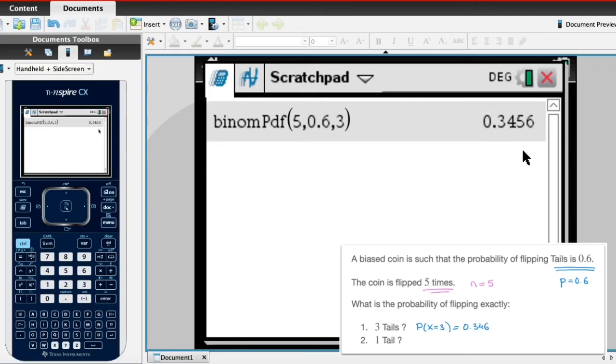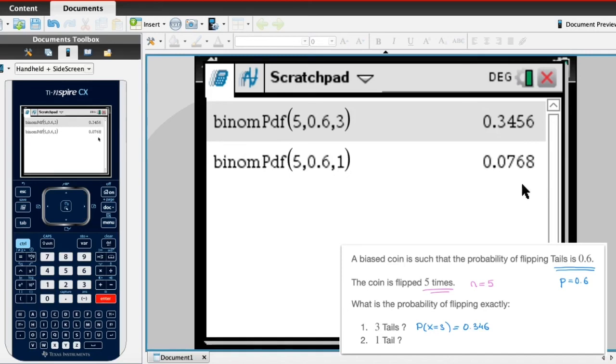Now, for the second question, we're asked to find the probability of flipping exactly 1 tail. Well, for that, rather than going through the menu again, I'll just go ahead and type BinomPDF. And the calculator will automatically recognize it. Then, in parentheses, I type first the number of trials, so that was 5, comma, the probability of a success, so that was 0.6, and finally, I type the x value I'm interested in. So, for the probability of flipping exactly 1 tail, that would be 1. I exit the parentheses and click Enter.